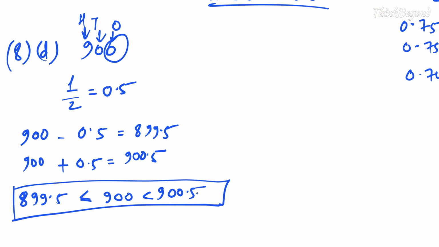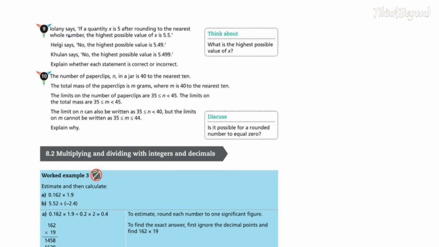So this is the answer for question number 8D. Now come to question number 9. Lolani says, if a quantity x is 5 after rounding to the nearest whole number, the highest possible value of x is 5.5. We have to explain whether each statement is correct or incorrect. For that, we have to get the highest possible value of x.